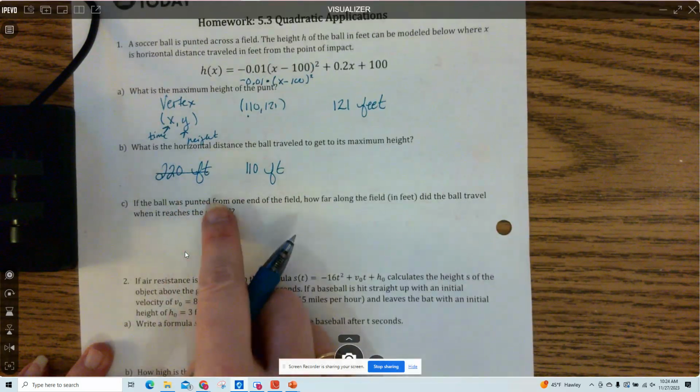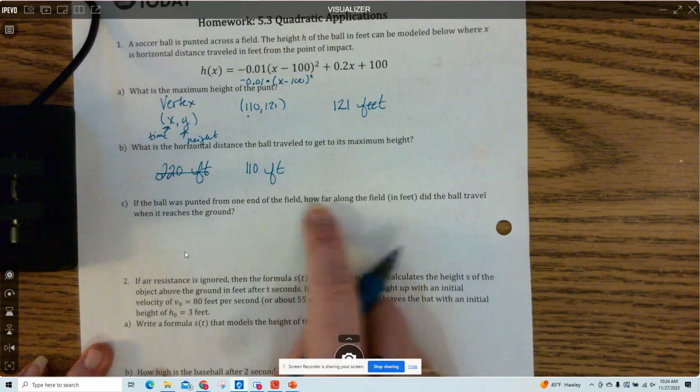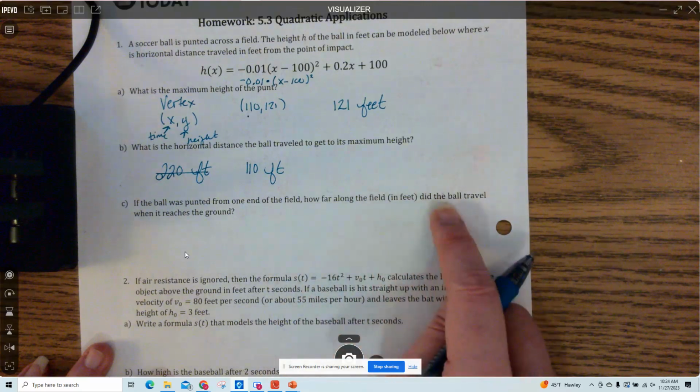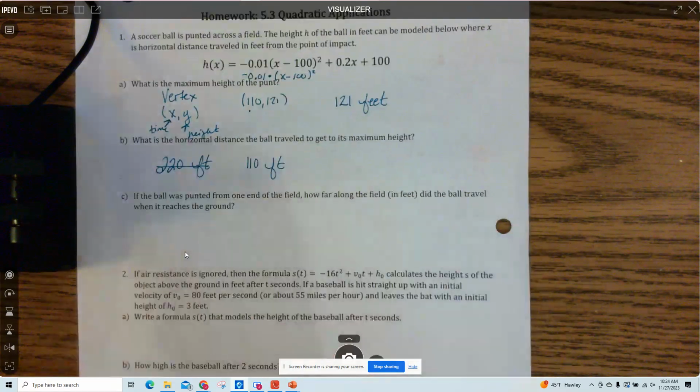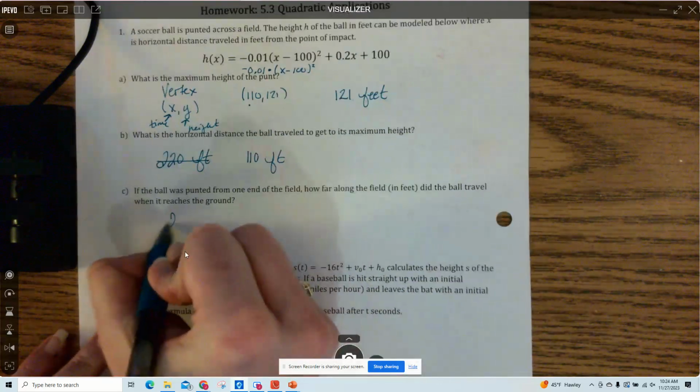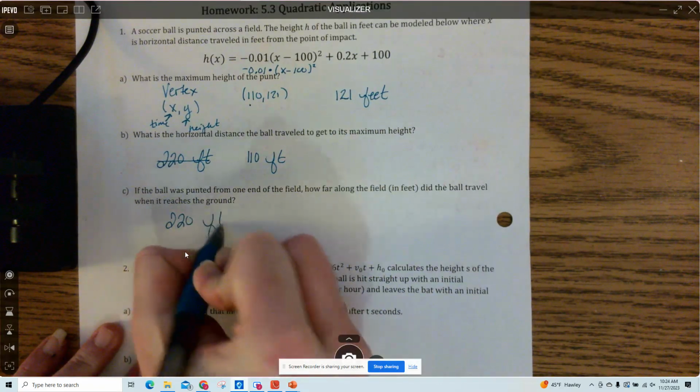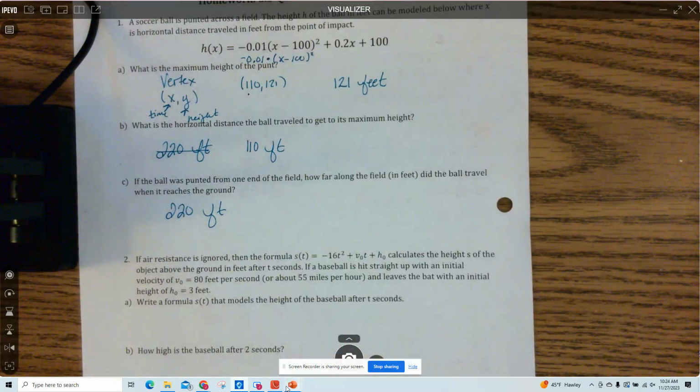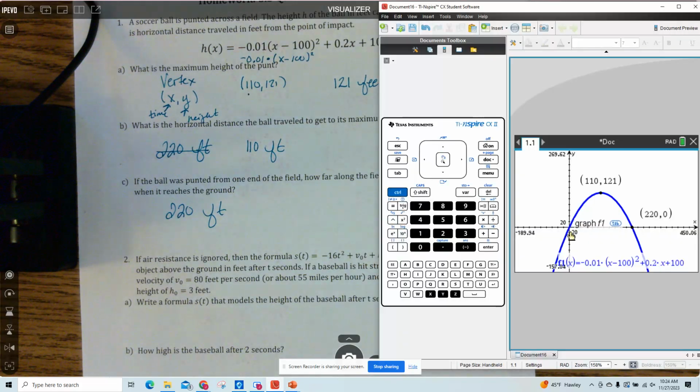If the ball was punted from one end of the field, how far along the field in feet did the ball travel when it reaches the ground? That's what we just found. That's the 220 feet. That's from where we kicked it to where it lands.